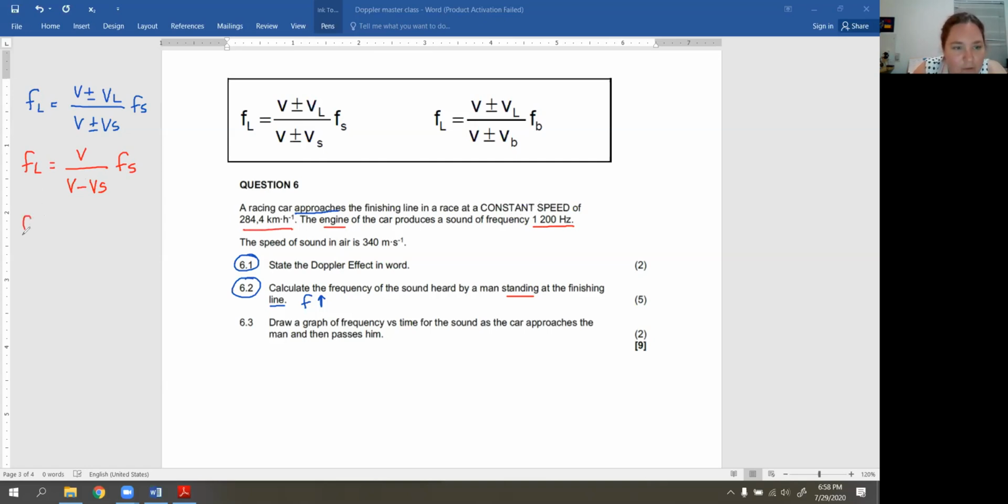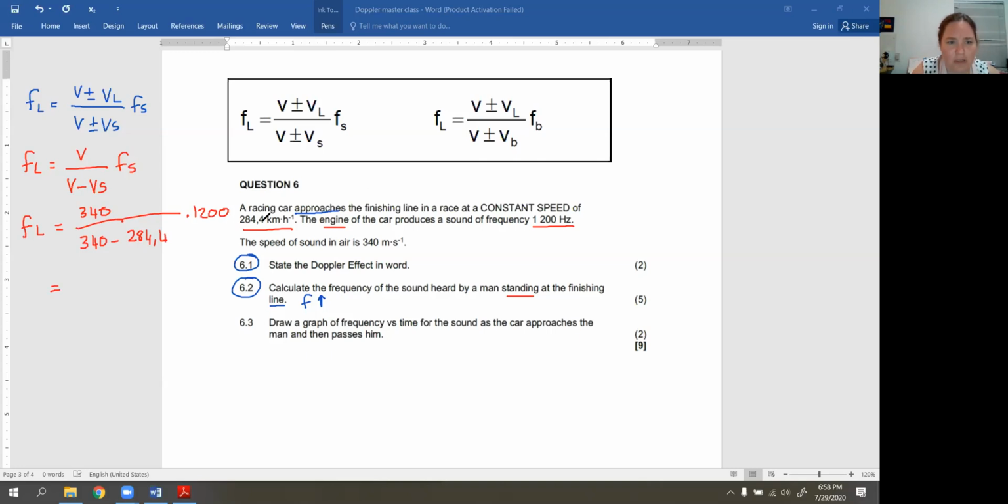We're looking for the frequency that the listener heard. We know we can use 340, so it'll be 340 minus, now these are very close values, so I often find that if the speed of the car or object is getting closer to the speed of sound, then the frequency changes a lot. The frequency of the source is 1200, and if I work that out, it's 340 divided by 340 minus 284.4 times 1200.